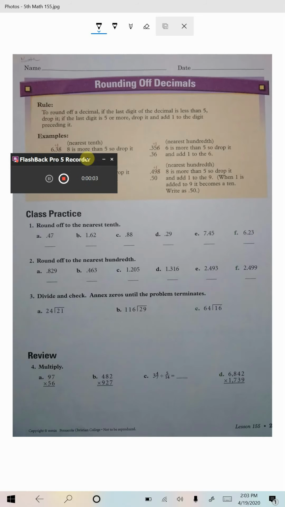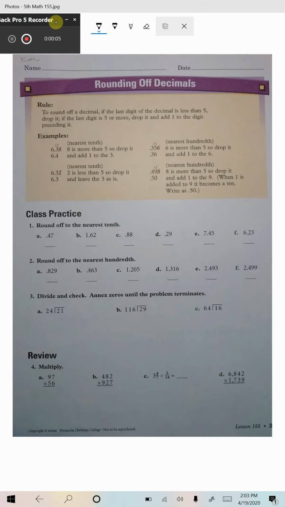All right, in this lesson, for some reason, I don't have a picture of the back of this. But there's not much I need to do back there anyway, so we'll just talk about it when we flip it. Maybe I'll work some of the problems on the front with you. But anyway, today we are rounding off decimals.